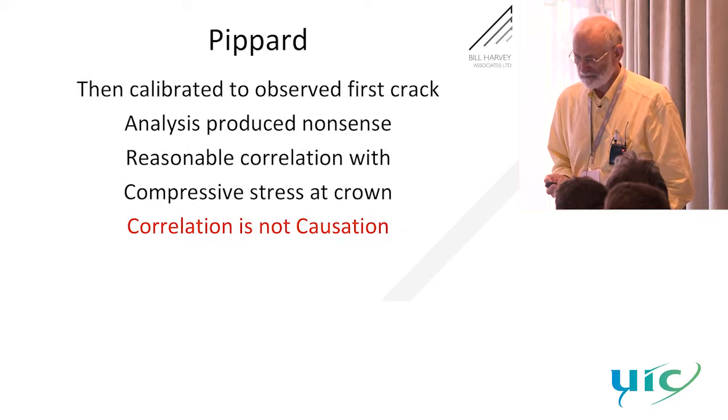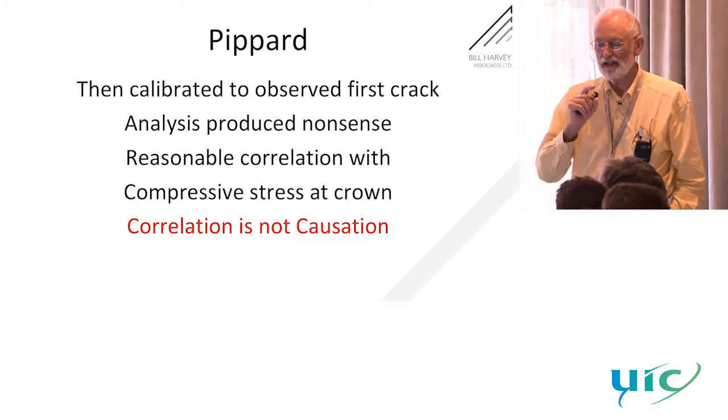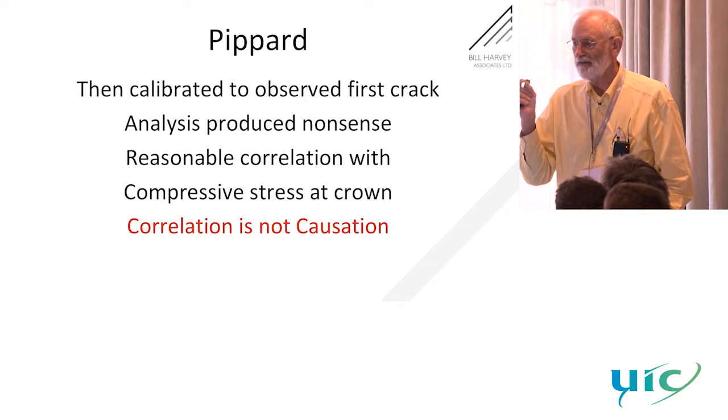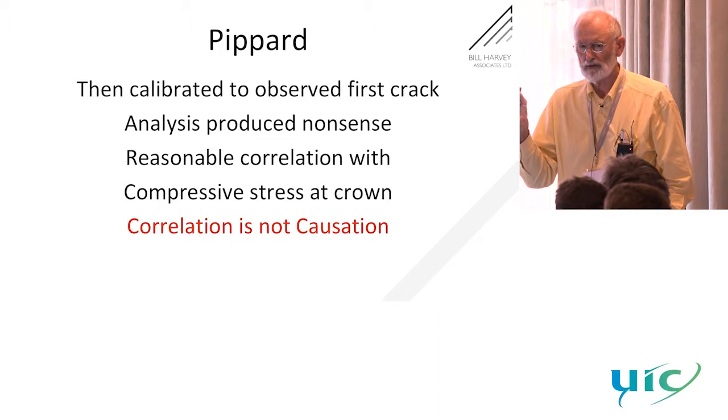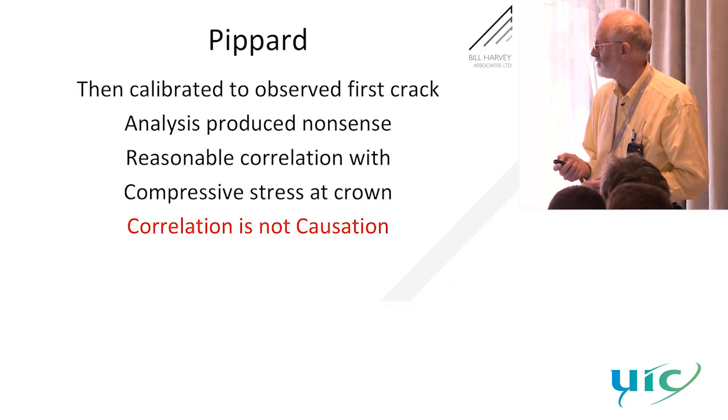And then it was calibrated to the observed first crack, and the result produced none. So they just couldn't get any correlation between the crack formation and the analysis they were doing. And eventually they came up with a rule that said, if the compressive stress at the crown gets to 1 tonne a square inch, I think it was, then the arch will crack. Why? Is there any real relationship? But correlation is not causation, they say, don't they? That was the basis on which MEXI was done.